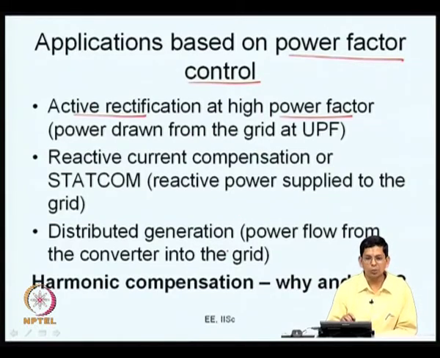And distributed generation is yet another application where you want the power to flow from the DC side to the AC side to the grid. So, the grid voltage and the grid current will have a phase difference roughly equal to 180 degrees, so that power flows in that particular direction. So, you can see that all these are possible by controlling the power factor. That is what we are essentially trying to do.